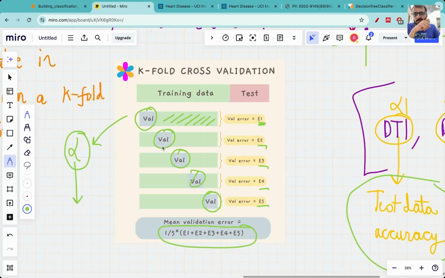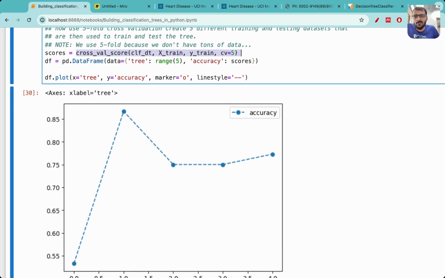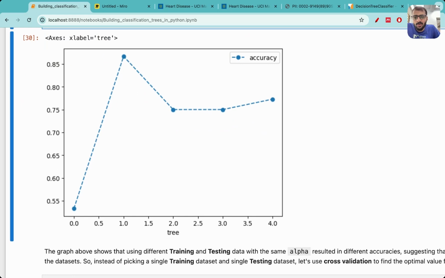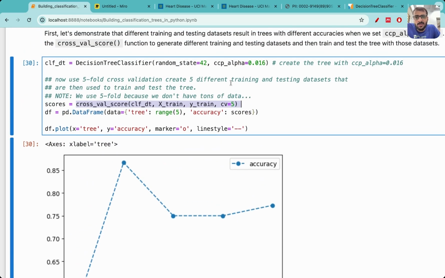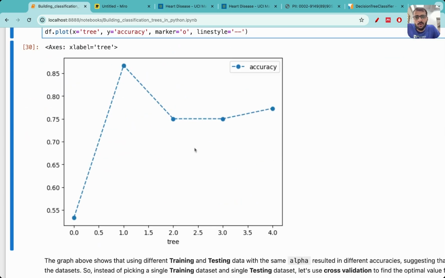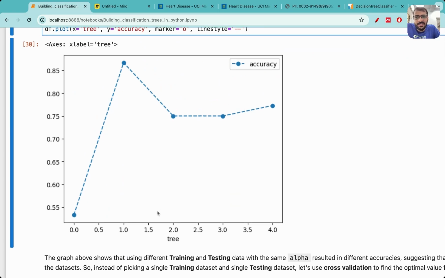So what we'll be doing now is that we will be using alpha equal to 0.016, and we will be constructing training and validation sets, right? And in each of these we'll be finding the validation error and the validation accuracy, and we are going to plot this. So here you can see in this graph that for the value of alpha 0.016, the accuracy varies a lot using different training and testing data sets.